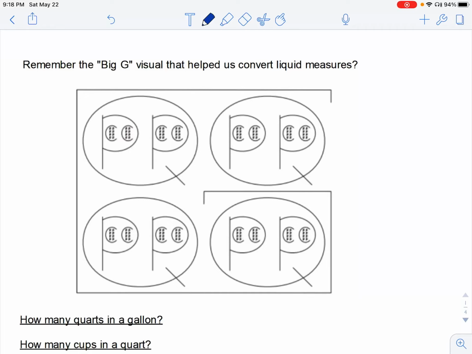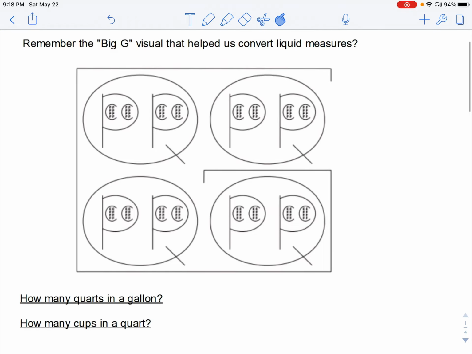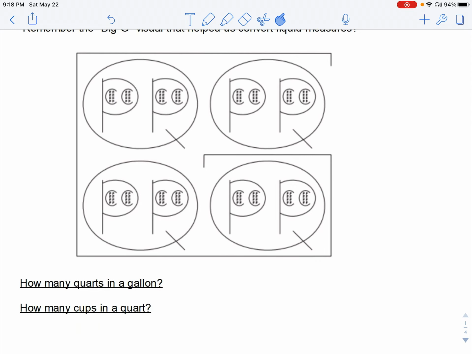Hi, fourth graders. I want you to think back to when we were first converting liquid measures and we showed you this visual model of the big G. So do you remember this picture? It helped us answer questions like how many quarts are in a gallon, because I could look at my big G, my gallon, and count up how many Qs or quarts. I had 1, 2, 3, 4. So there are 4 quarts.